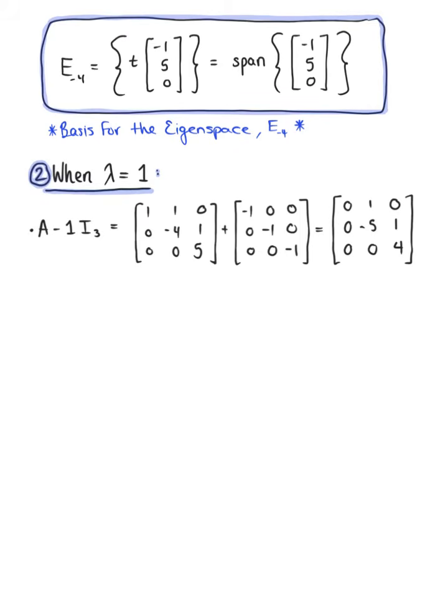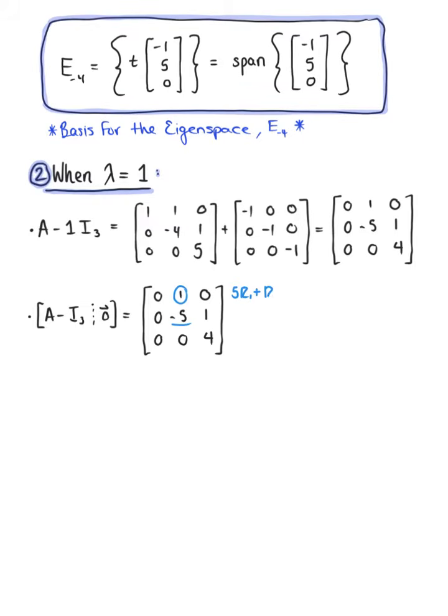So again, we now want to take this matrix and find the null space. So we are going to row reduce matrix A minus the 3 by 3 identity, augmented with the 0 vector, to its row reduced echelon form. So taking that matrix we just found, and starting with our first pivot position here, we can use this pivot to eliminate the entry below it by doing 5 times the first row plus the second row, which produces the matrix 0, 1, 0, 0, 0, 1, 0, 0, 4.